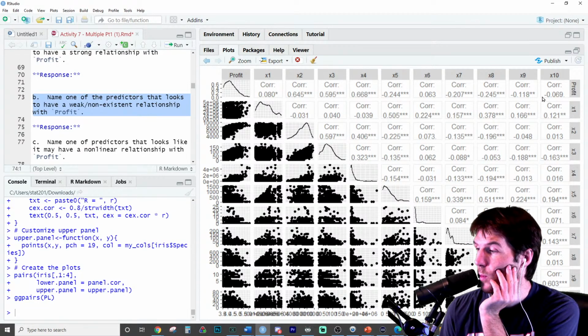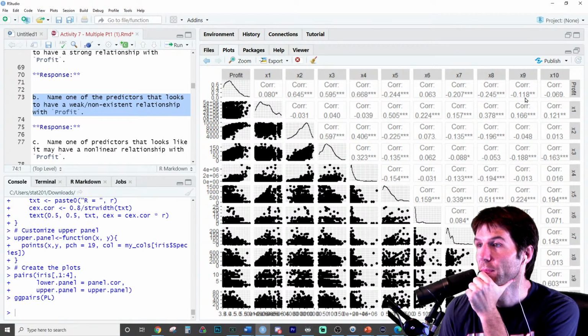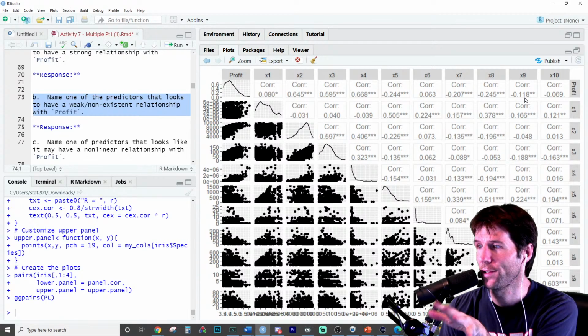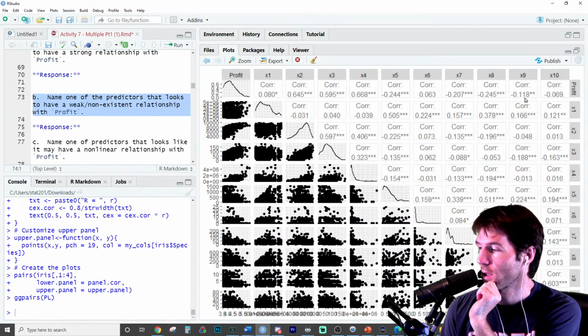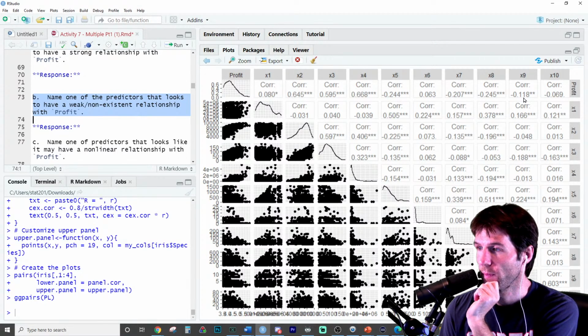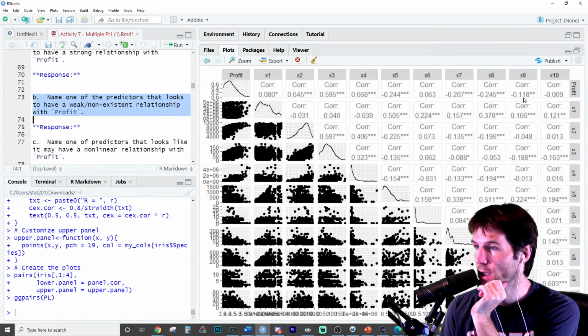Let's go for the weakest, most non-existent relationship. There's a lot of them in the running right here. There's a lot of them that are kind of meh, and a lot of ones that are not that strong, like they're very weak. And weak means close to 0. Review of correlation. So which of these are very weak, have really nothing going on? The ones that are very weak and have nothing going on would be close to 0.